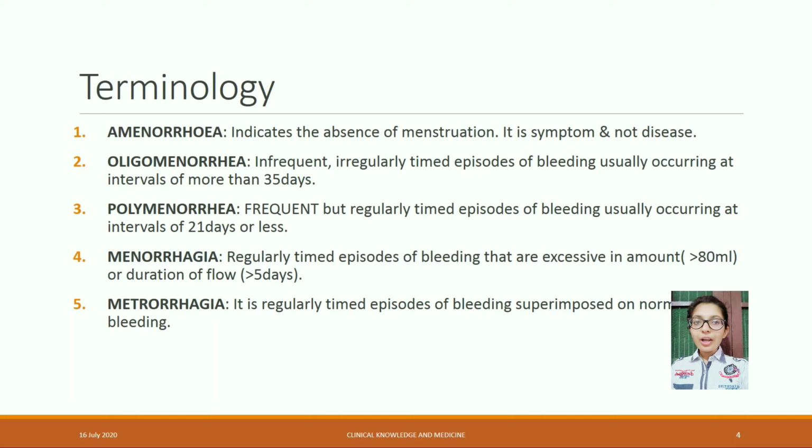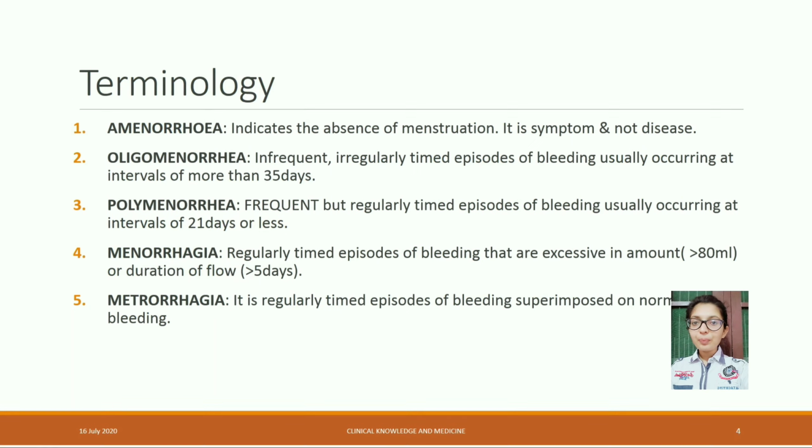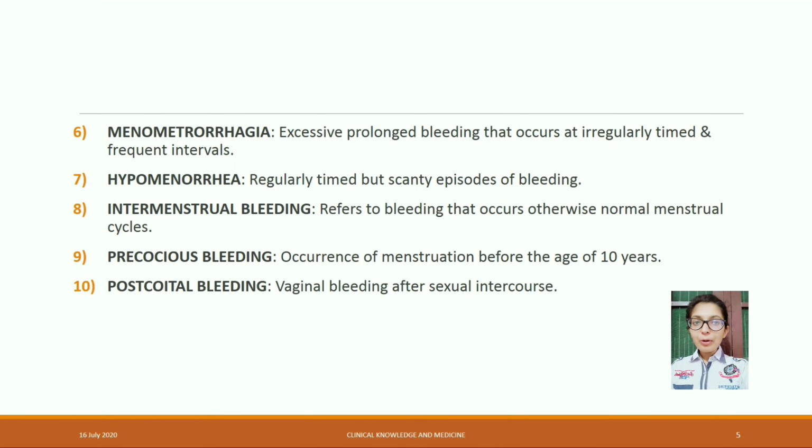Polymenorrhea: frequent but regularly timed episodes of bleeding, usually occurring at intervals of 21 days or less. Menorrhagia: regularly timed episodes of bleeding that are excessive in amount, that is more than 80 ml, or duration of flow more than 5 days. Metrorrhagia: irregularly timed episodes of bleeding superimposed on normal cyclic bleeding. Menometrorrhagia: excessive prolonged bleeding that occurs at irregularly timed and frequent intervals.